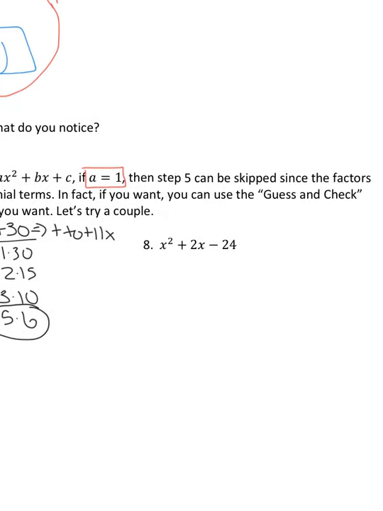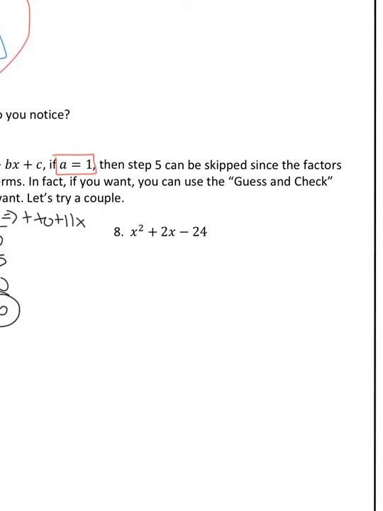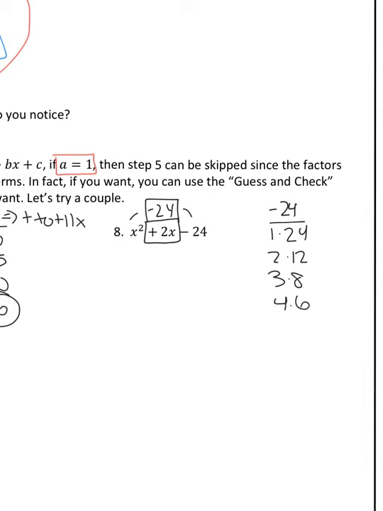All right, so number 8 over here. Number 8 also has a 1 out front, right? So box that term here. And then we have negative 24 when we pull those guys. So if I think about negative 24, I have 1 times 24, 2 times 12, 3 times 8, 4 times 6. I am trying to subtract this time to 2, right? So it's a positive 2x. We're going to subtract to positive 2x.